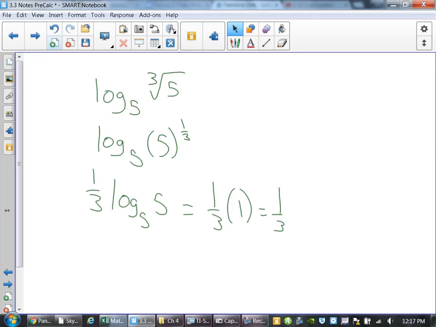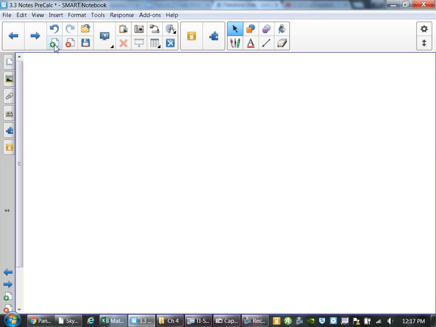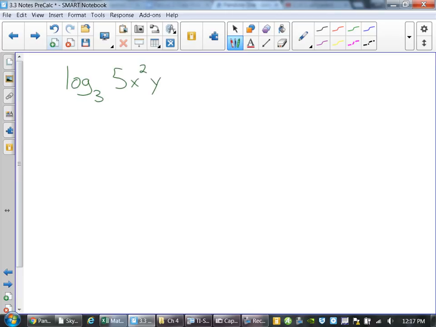Okay. Let's try and do another one. Let's do an expand one. I want to expand that. What I mean by expand is I'm going to write it as multiple logarithms. If I want to condense something, I'm going to take multiple logarithms and write them as 1. Expand. Bigger. Condense. Smaller. Make smaller.